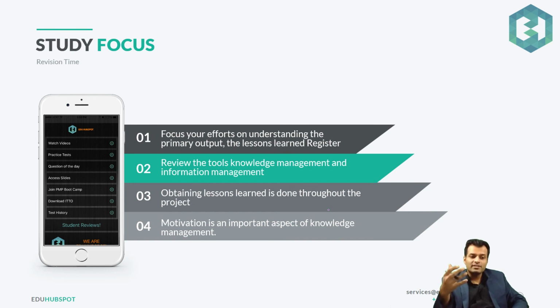Okay, explicit, again I repeat, is something that can be expressed using words, documents, pictures. But tacit is something which is very difficult to express, something which you will get by experience or insights. Then obtaining lessons learned is done throughout the project. This is something you will do through your project. And finally, motivation is an important aspect of knowledge management. If the team is not motivated, they won't feel comfortable sharing their lessons learned. So make sure the team is motivated, and how you can motivate them is something which we will talk about in the resource management aspect.